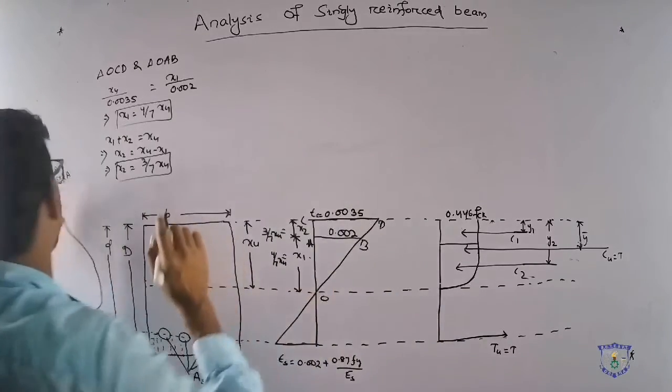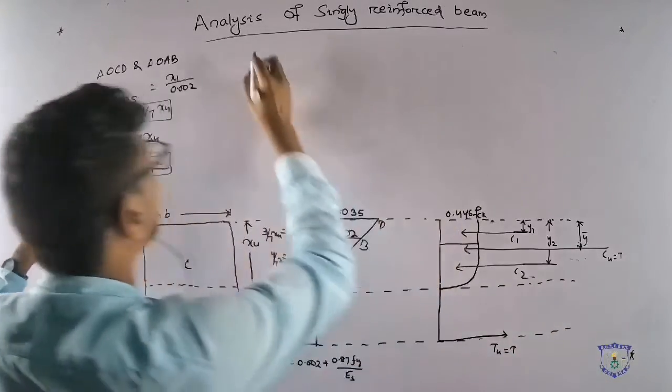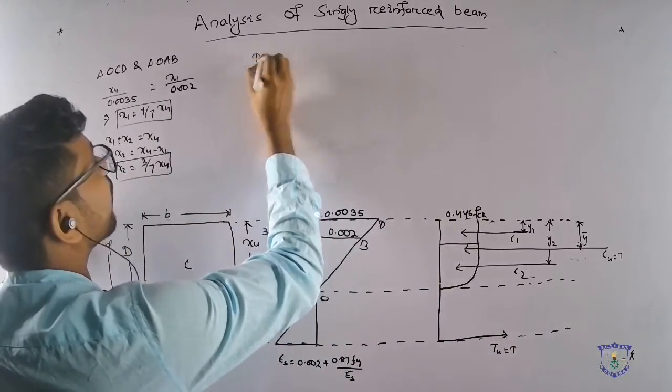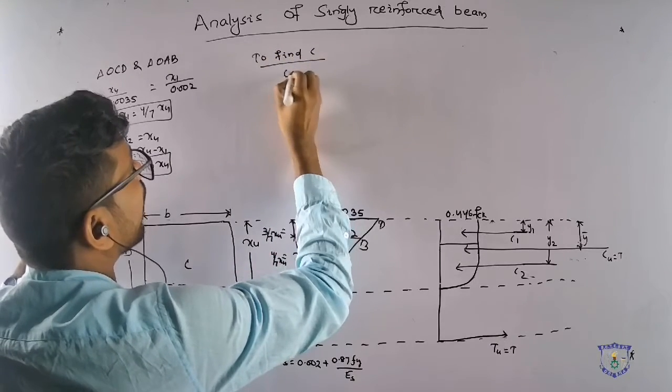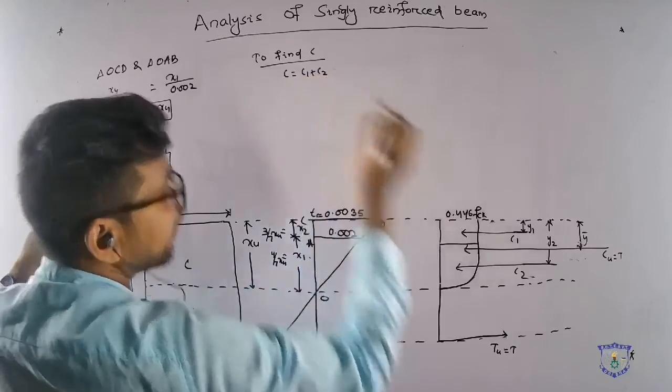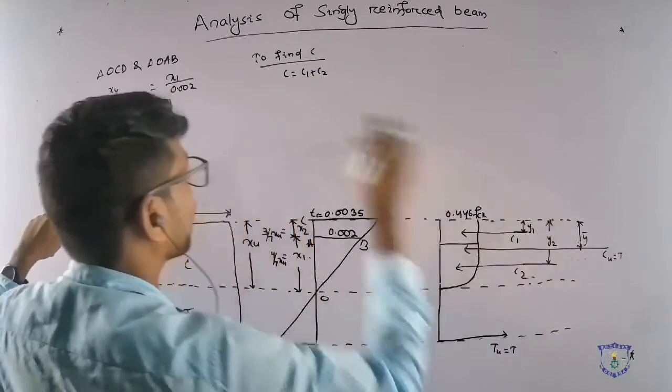So we can find out the forces. What is the compressive force? What is the tensile force here? To find compressive force C, we know C equals C1 plus C2. C1 plus C2 gives C, the average compressive force.